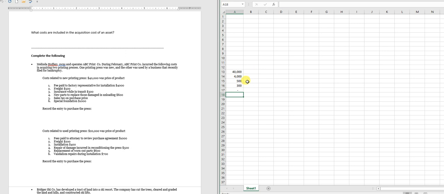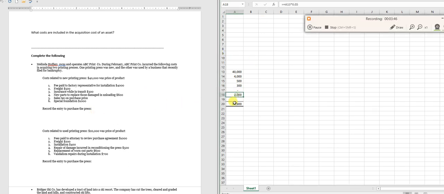Sales tax on the purchase price. I believe in your handout I had the sales tax at 5%. I forgot, I didn't write it on this one. But anyway, let's assume it's 5%. If it's not, I apologize. And then a special foundation is also added. So I've got $47,800. I'm going to debit printing press, and I'm going to credit cash or whatever I pay for it. So my entry is $47,800.